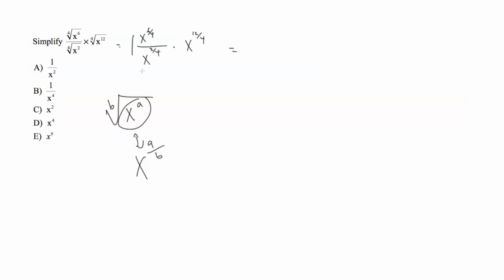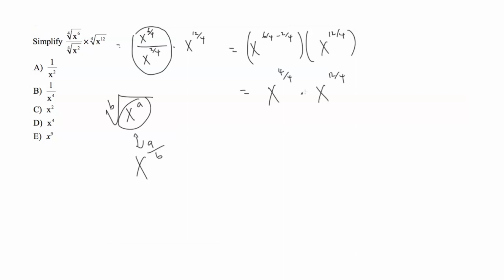Now when we have division and the same bases, what we do is we subtract the exponents. So we have x to the 6 fourths minus 2 fourths, and we multiply that times x to the 12 over 4. So we have x to the 4 over 4, and we multiply that times x to the 12 over 4. Now when we multiply and we have the same bases, we add the exponents. So we have x to the 4 over 4 plus 12 over 4, and that's equal to x to the 16 over 4, which is equal to x to the 4th power.